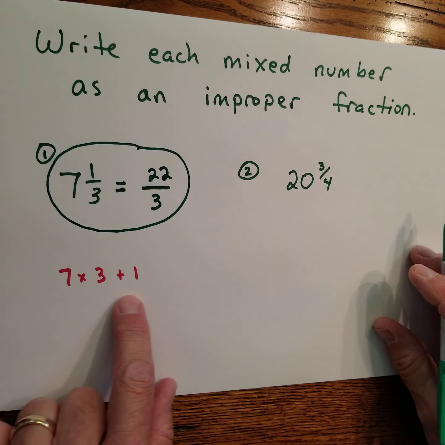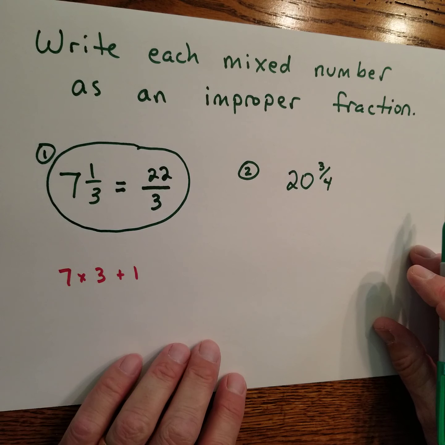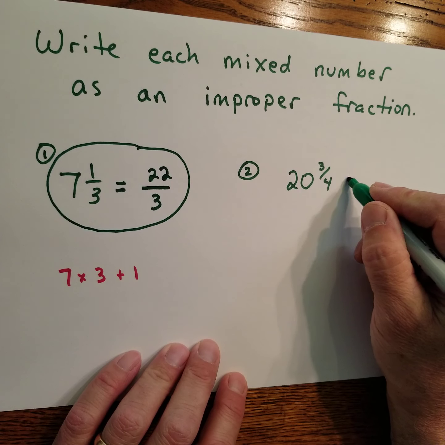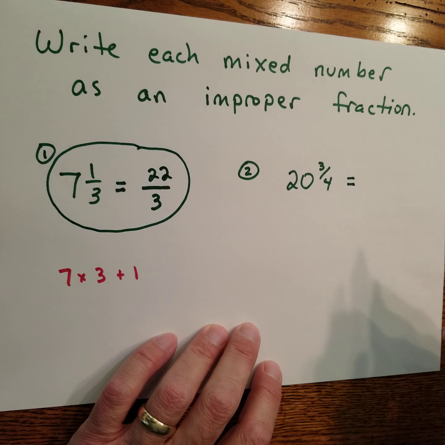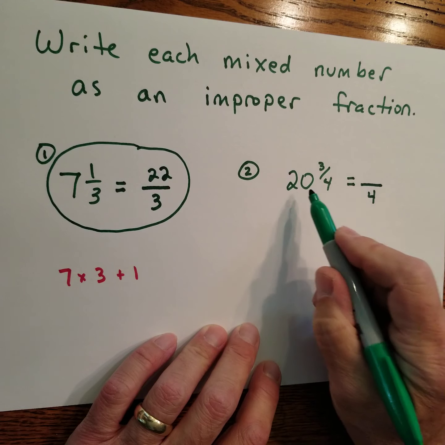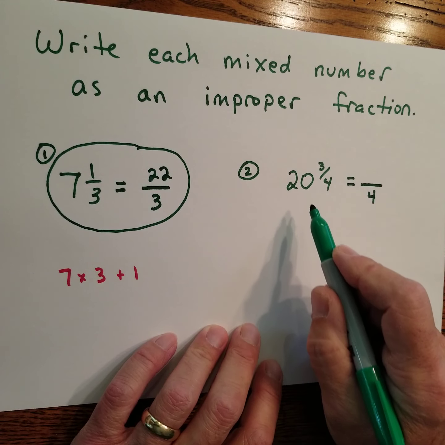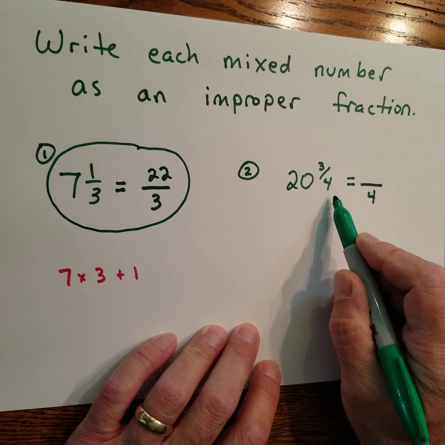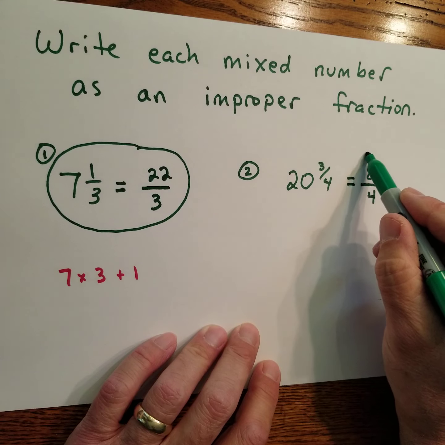What I write down here in red, you don't have to write that. You do this in your head. Let's try number 2. To change 20 3/4 into an improper fraction, I keep the denominator, and then it's 20 times 4 plus 3. 20 times 4 is 80, plus 3 is 83, 83/4.